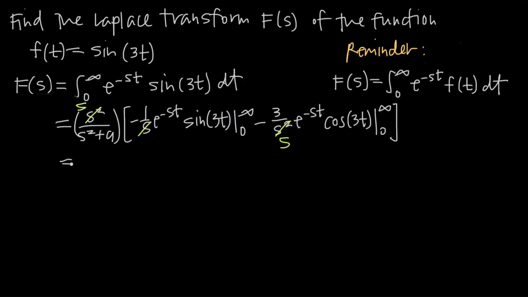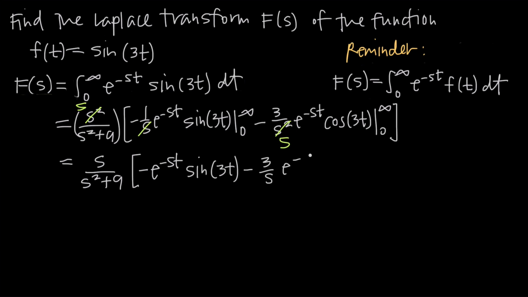So then we can say that we have s divided by s squared plus 9 multiplied by, since this s disappeared, we just have the -1, so we're just left with negative e to the negative st times sine of 3t. And of course, since both of these terms are evaluated over the interval 0 to infinity, let's just bring that interval to the back and we'll evaluate them together. And then here we're just left with minus 3 over s e to the negative st cosine of 3t, and we're going to be evaluating this whole thing over 0 to infinity.